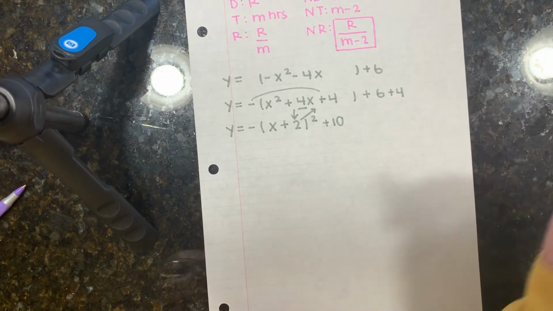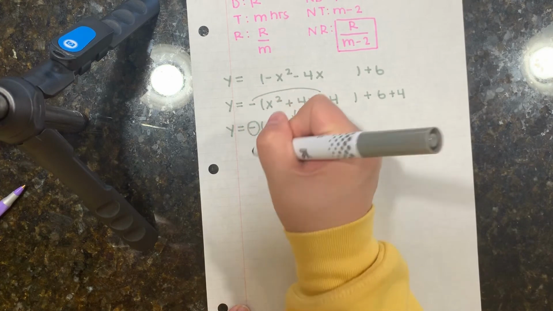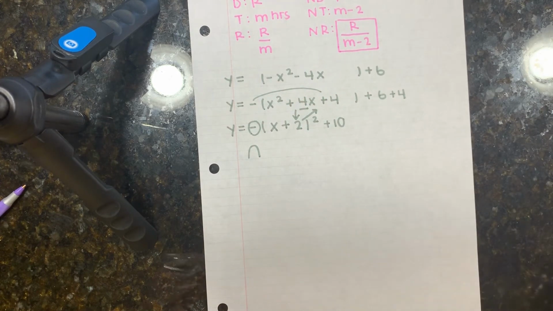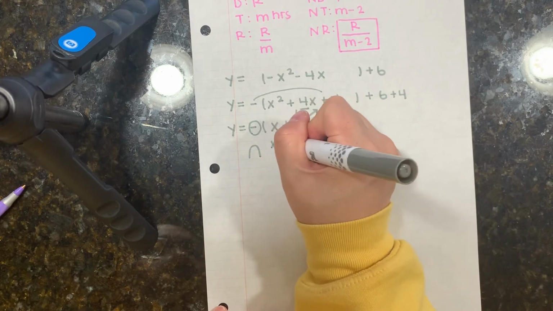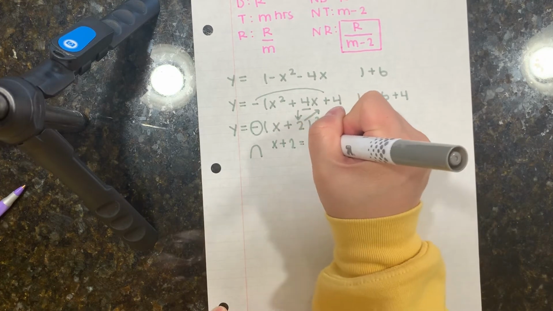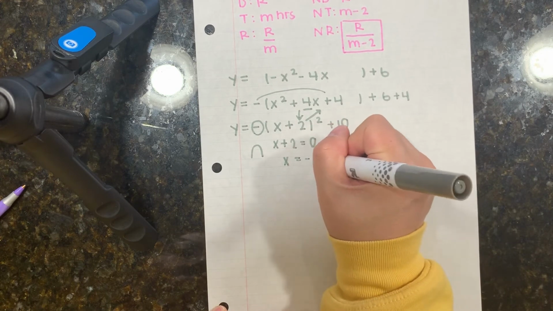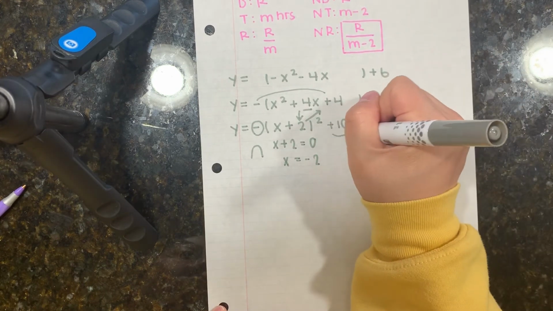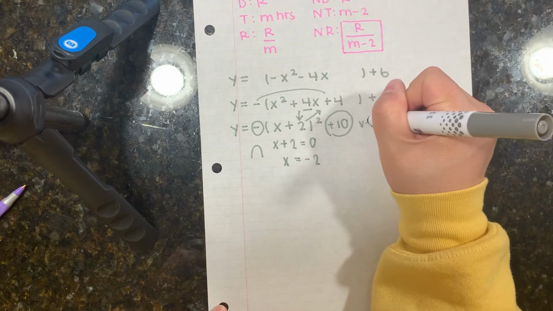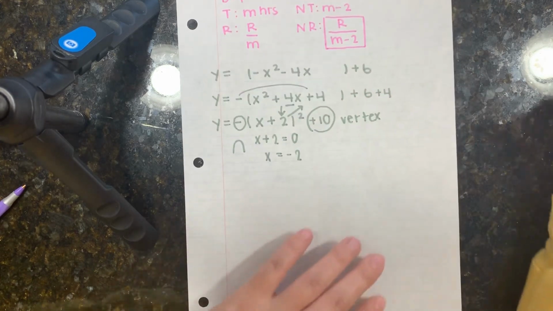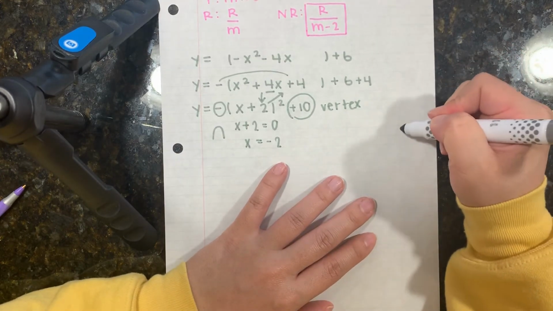This right here is telling me that this is going to be a parabola that's going to open down, so it's going to be sad face. The x plus 2 is the axis of symmetry. So I'm going to set that equal to 0, and that gives me that the axis of symmetry will be at negative 2. This plus 10 is your vertex, so where on your axis of symmetry are you going to get started? So now I'm going to make my diagram.